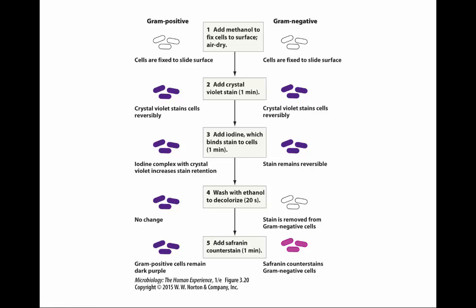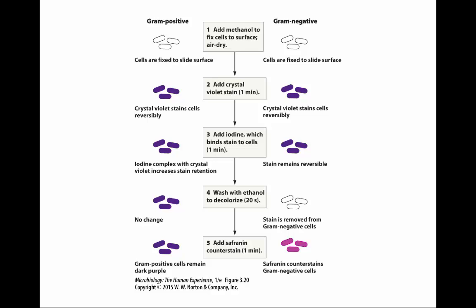and so when we add alcohol, it sort of washes away those extra lipids and allows the stain to be removed. So at the end of the day, not only do we see purple and pink cells, but we can tell that they have different cell walls, and many of our antibiotics and treatments rely on one type of cell wall or another, so we can make a very quick diagnostic decision about how to treat a patient based on this very simple staining technique.